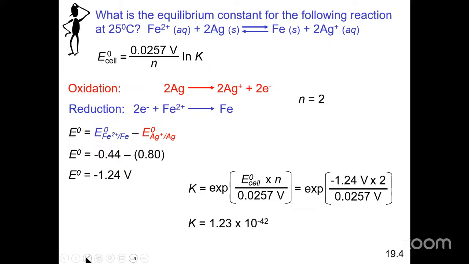And let me just say that in order to make sure everything is straight as far as sig figs is concerned, this should actually be rounded off to 2 sig figs. So let me just cross over this 3 here. So the actual answer should be 1.2 times 10 to the minus 42. All right? Okay, any questions about this example?